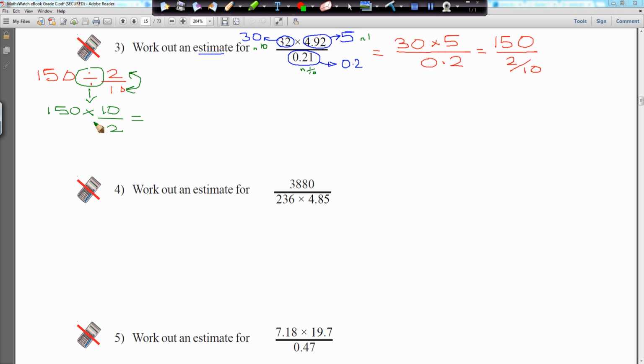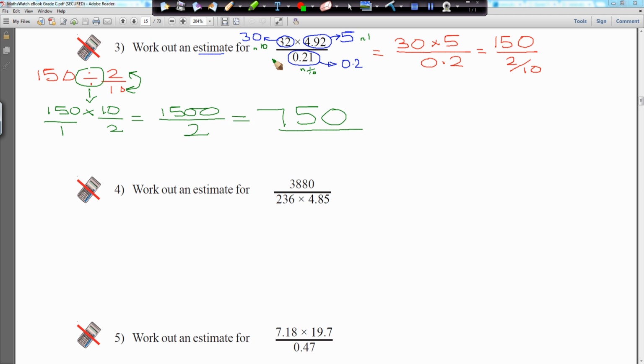Okay, folks, it might sound like a bit of a headache dealing with these 2 tenths, but we're doing non-calculator, and it's not too much of a headache. You just have to be robust in your working out. So we now have 150, which we can write as 150 over 1, times 10 over 2. 150 times 10 is 1,500, and 1 times 2 is 2. What's half of 1,500? 750 is half of 1,500, and that should give you the right answer for question number 3.